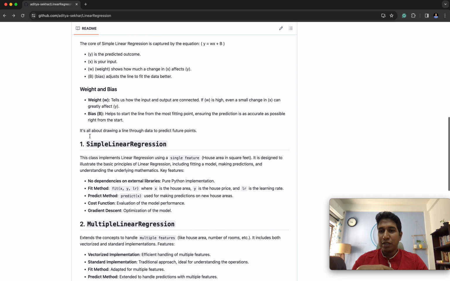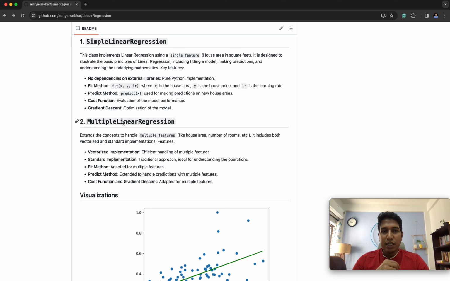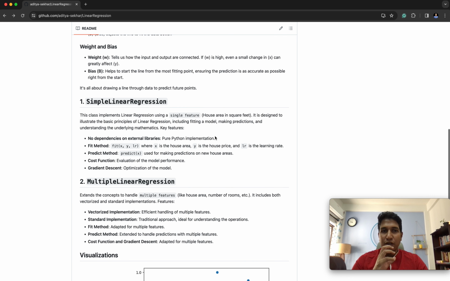Now there are two types of linear regression, if you will. One is with only one feature, so for example, we are only taking the house area, right? And when we say multi linear regression, there would be a lot of other features, like the number of rooms, maybe the square feet, then some other details about the house, the location and other stuff, right? But the concept overall is the same. So let's first try to implement a simple linear regression.